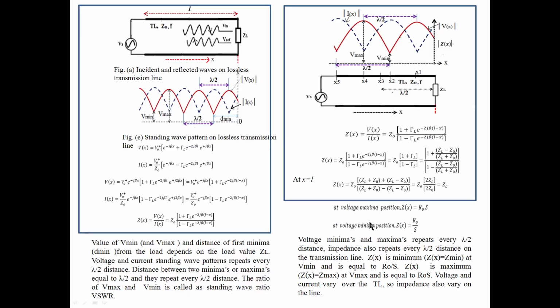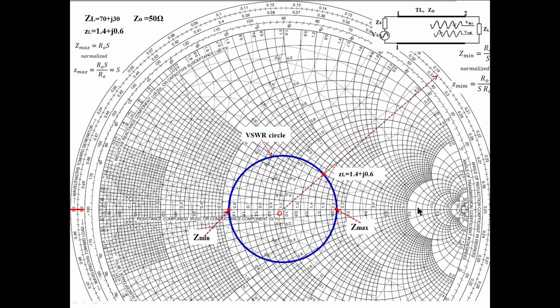Z maximum, as I said, always occurs at a maxima position. This is a maxima. What is that value? R naught into S. We know that R naught into S, so we need R naught and S. But here you can easily get that from the Smith chart.